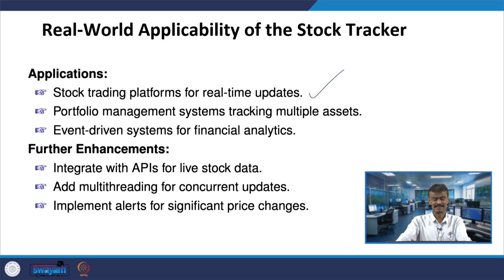So, whatever we have discussed regarding the stock, you can do further enhancements. We can integrate this with an API for live stock data, and we are going to talk about multi-threading and concurrency. Here you can have further enhancement with multi-threading for concurrent updates, and you can also implement alerts for significant price changes. Suppose the prices are changing, either going down or up, we need the alerts. That you can also think of.